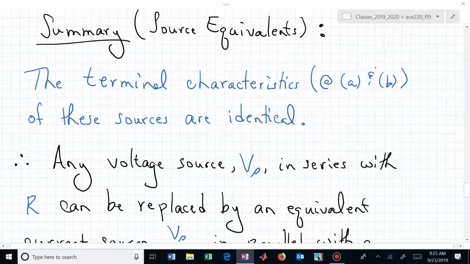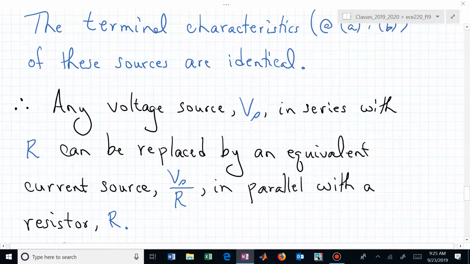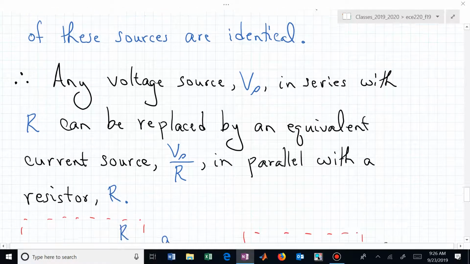So now the terminal characteristics at A and B of these sources are identical. That's our summary. That means that any voltage source, V sub S, in series with a resistor R can be replaced with an equivalent independent current source, V sub S over R, in parallel with a resistor R. The resistors are the same in those two sources. One's in series, one's in parallel. One's a voltage source of value V sub S. If you know that, then you know the current source's magnitude. That's V sub S over R in the Norton equivalent.